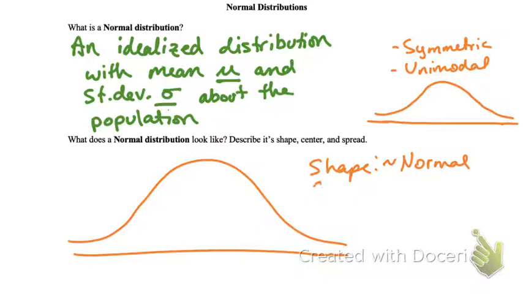All right, where is the center of this normal distribution? Because it is symmetric, which measure of center should we probably use? The mean. So we're going to use the mean of mu. And the mean of mu is located right here in the middle.